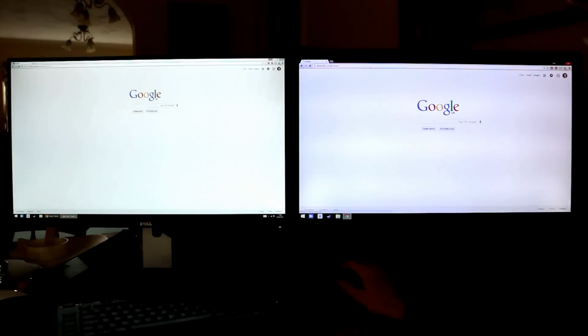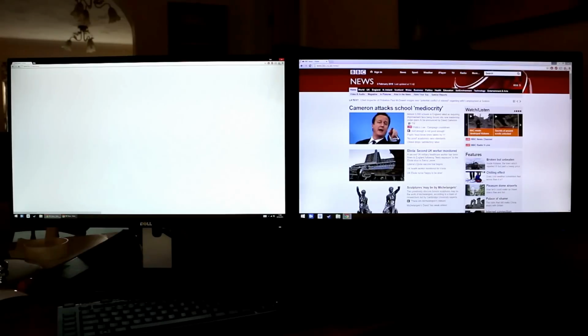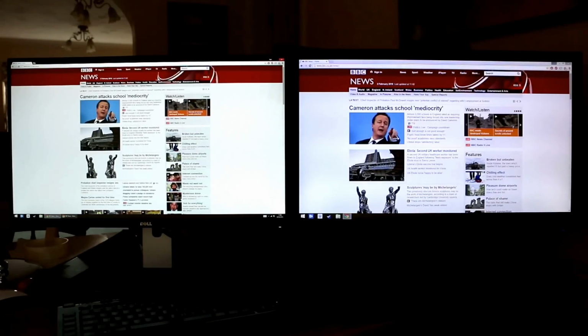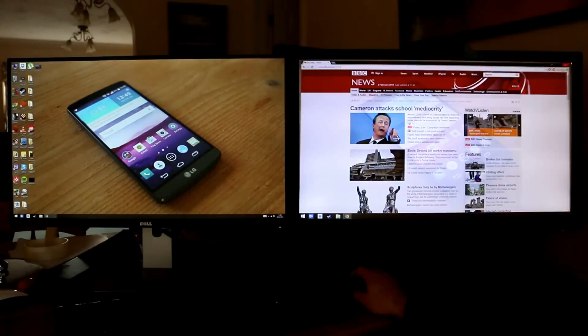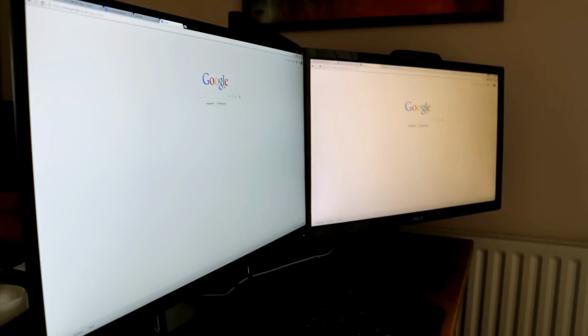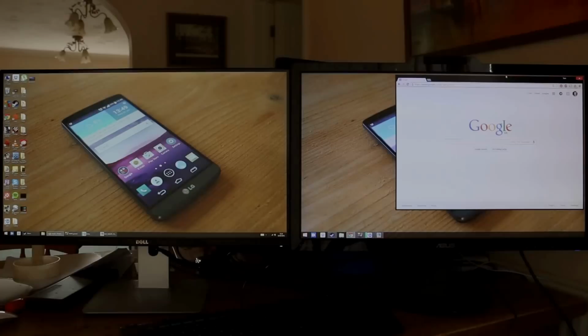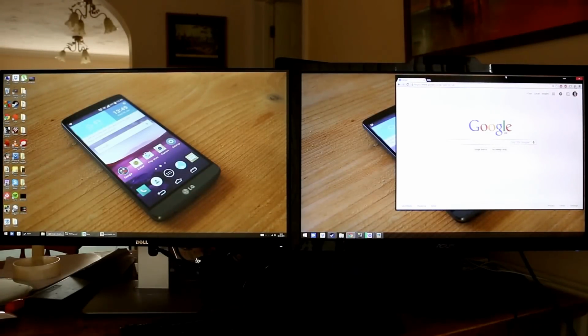If we change the website, if we go to BBC News, for example, you get a nice red. You can see the difference between the reds and the whites, but also more immediately you can see the difference between 1080p and 1440p, just how much extra room you have. If we go back to the desktop, you can see immediately on this background picture that the colors are significantly different. So let's move on to how much extra space you get with a 1440p resolution over 1080p at the same size screen, both being 27 inches.